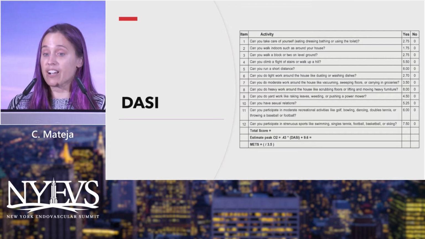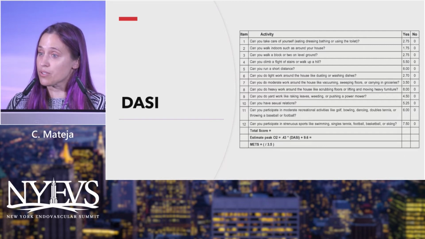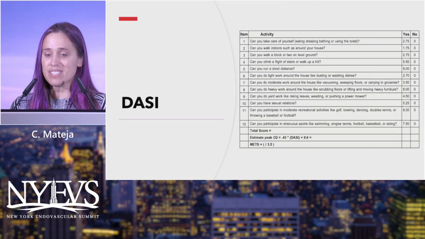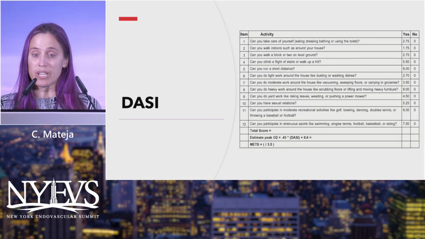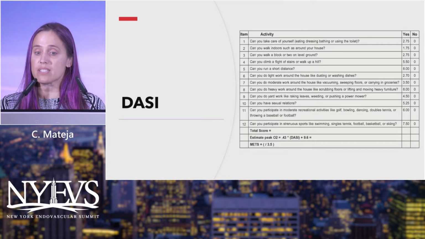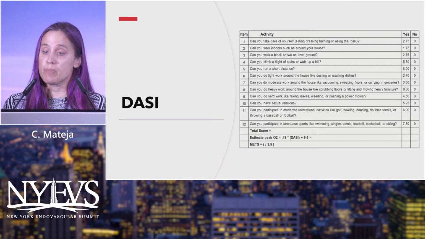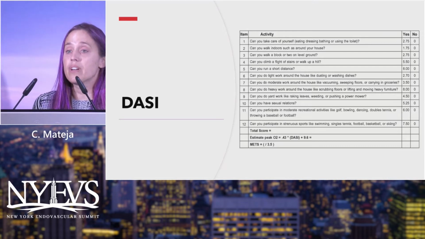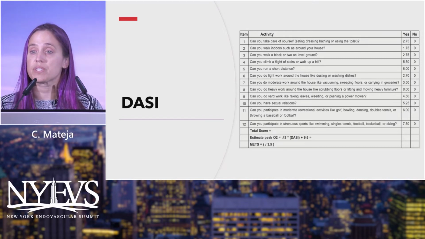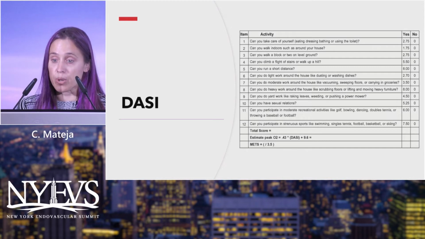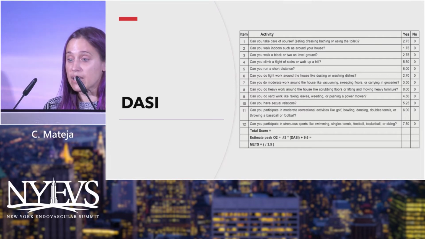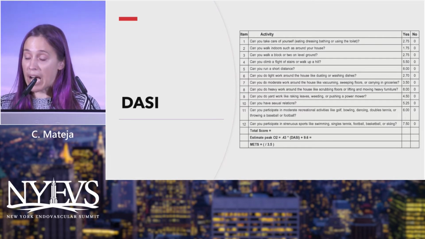Can you walk a block or two on level ground? So those are old historical questions coming back in, but it's not them by themselves. Can you climb a flight of stairs or walk up a hill? Can you run a short distance? Do light work around the house? That would be dusting, washing dishes. Can you do moderate work around the house? Vacuuming, sweeping floors, carrying the groceries. Heavy work would be scrubbing floors, lifting, moving heavy furniture. Can you do yard work such as raking leaves, weeding, pushing a power mower?